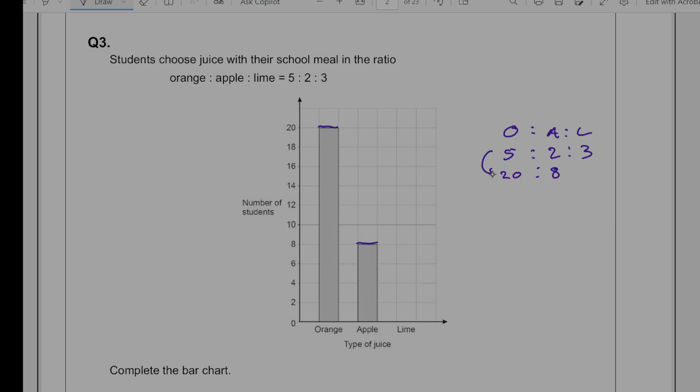So to get from there to there, we're going to times by 4, and we need to do the same here as well. So our missing value here has got to be 3 times by 4, which would give us 12. So I need to draw my bar. I need it to be equal width to the other two and an equal gap, and I need it to go to a total of 12. So that's going to be my bar. There's no need to shade it in. That should be absolutely fine.